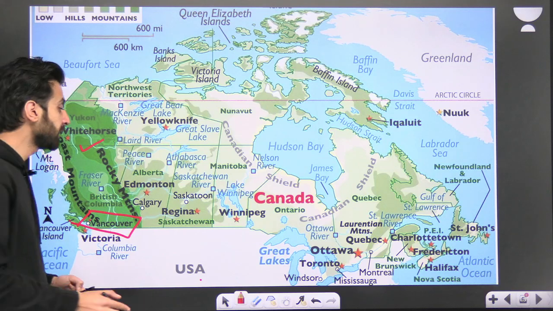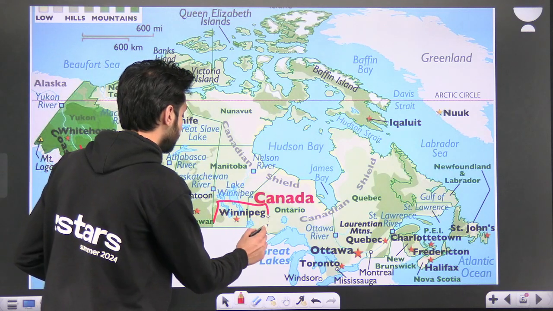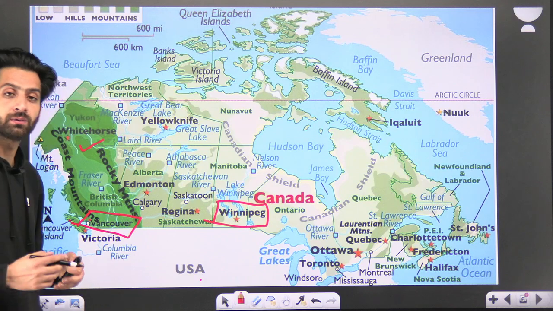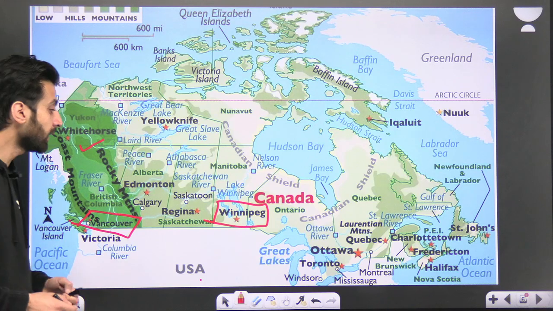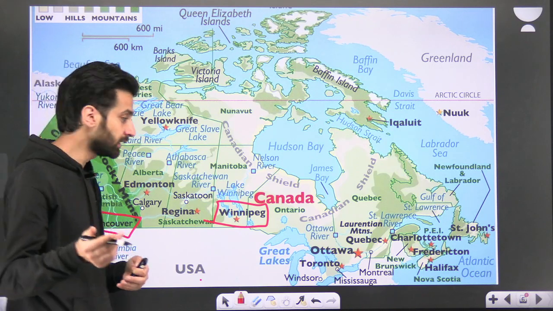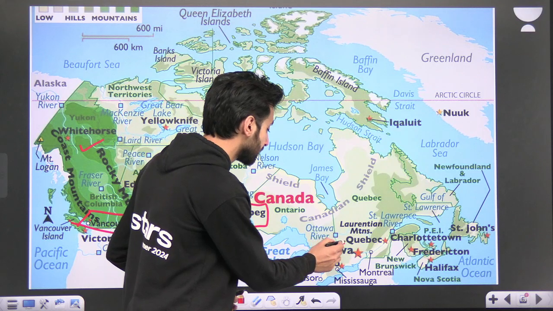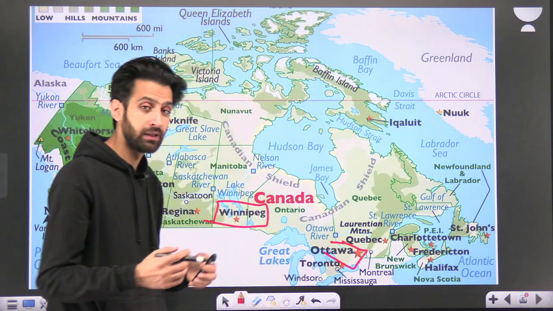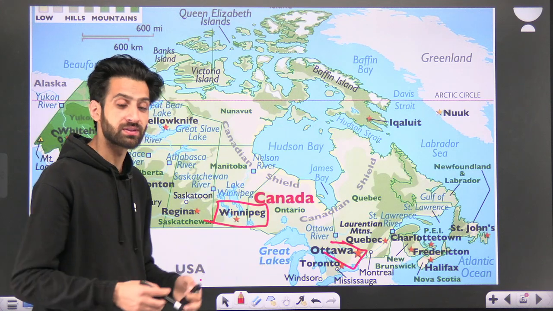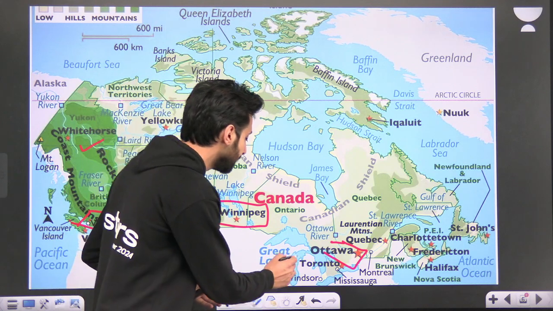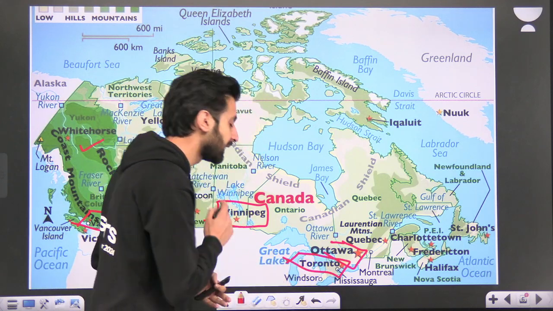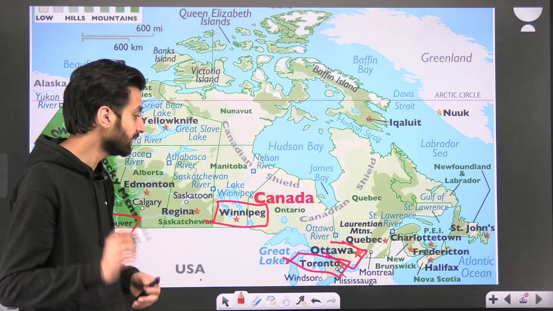Then we go to some other important places like Winnipeg. We have a lake here as well, Lake Winnipeg, that we will study when we discuss the lakes. Winnipeg is located here in Manitoba. Then the important cities that I already mentioned. First is Ottawa, the capital. It is located in Ontario province. Capital, Ottawa, capital of Canada. Largest city, that is Toronto. It is the largest city of Canada.